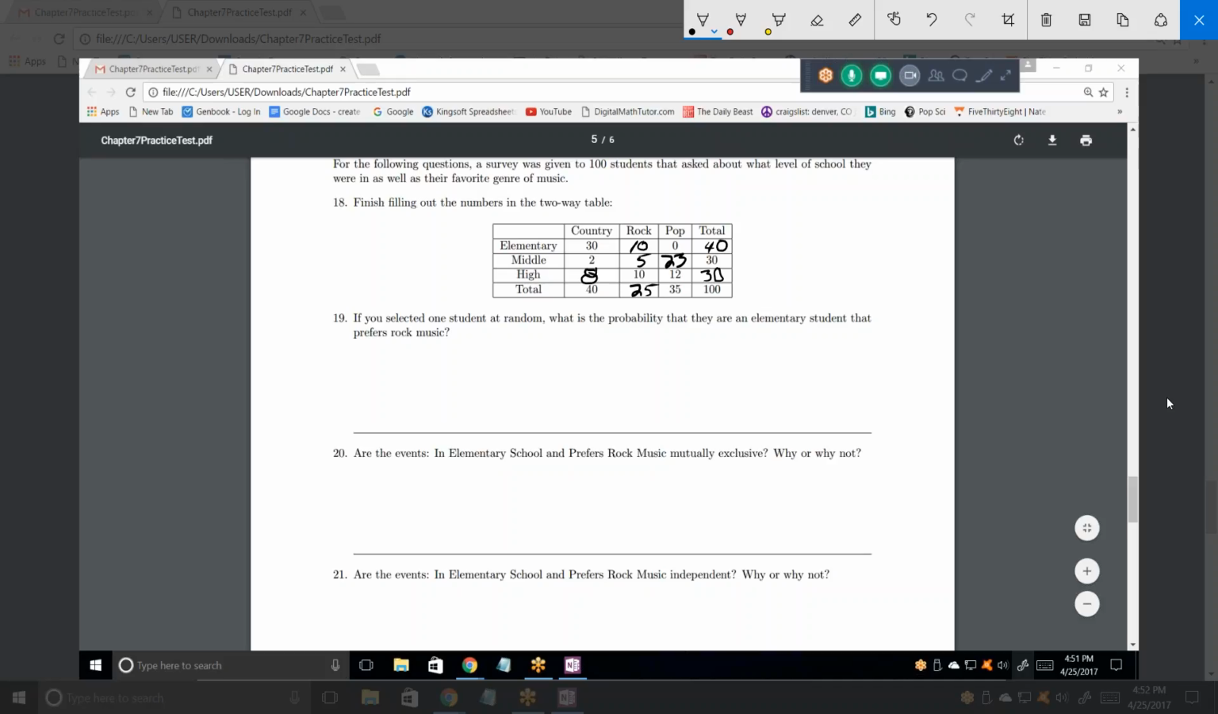Now, they should all add up. And that's what you always want, is you want these three numbers here to add to that total, those three numbers to add to that total. You want the columns to add also to the total at the bottom. I'm good at these. All right? Now, if you selected one student at random, what's the probability that they're an elementary student that prefers rock music?